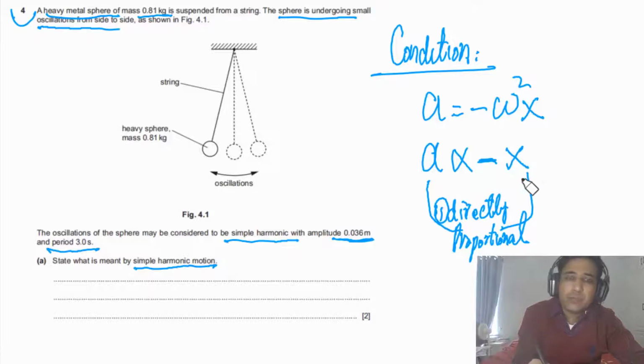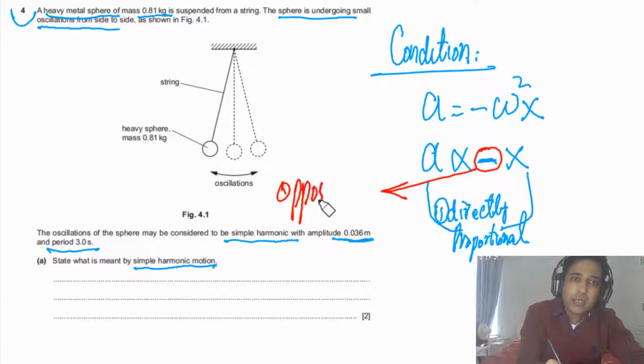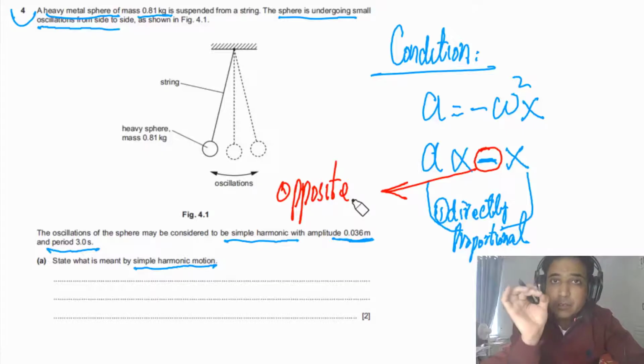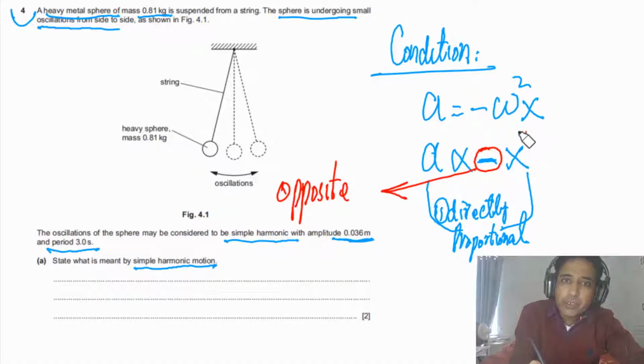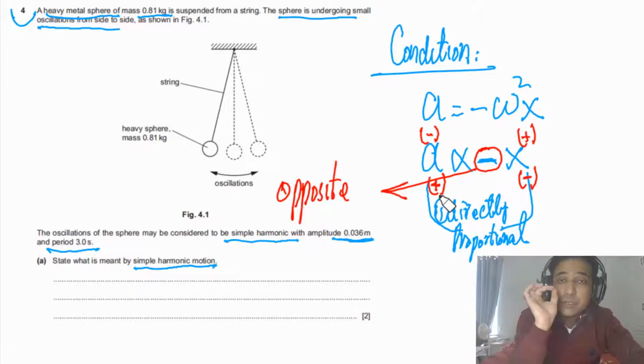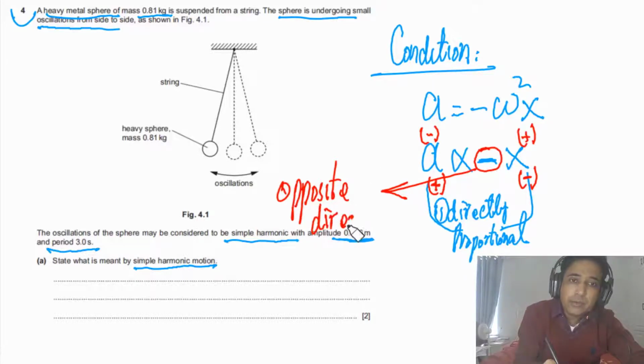Now we need to state the significance of this minus sign. This minus sign is telling us opposite directions, meaning x and a have opposite directions. When x is positive, a is negative. So let me write it here. When x is positive, a is negative. And when x is negative, a is positive. So this is the significance of the negative sign. It means opposite direction.